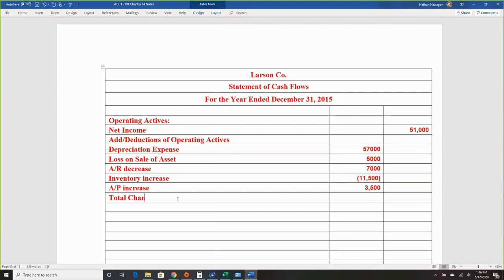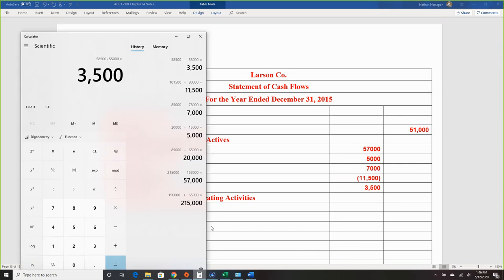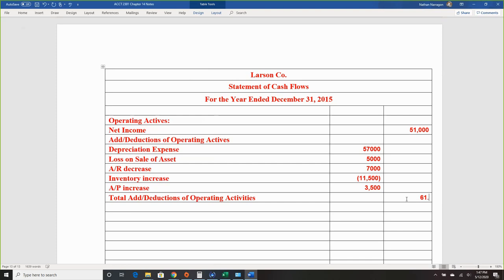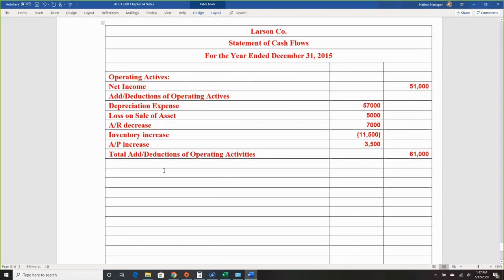So our total changes, we go total as such, total changes of operating. Now I spelled it right. So, total change. 7,000 plus 5,000, minus that 11,500, plus 3,500. This is an overall change of 61,000. Okay. So, we increased pretty good.